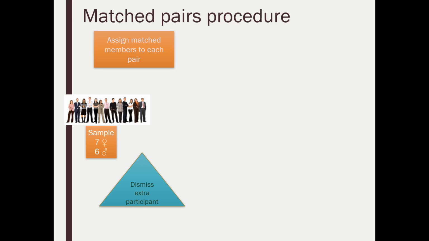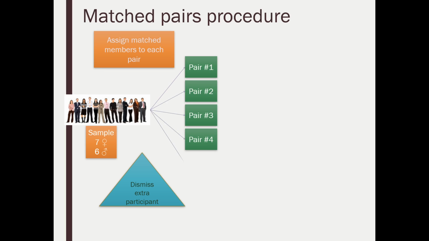Now we're going to assign members to pairs based on their shared score on the variable of interest. In this case, it's going to be sex. So we're going to put 2 women, 2 women, 2 women, 2 men, 2 men, 2 men, right? So we're going to end up with these pairs.